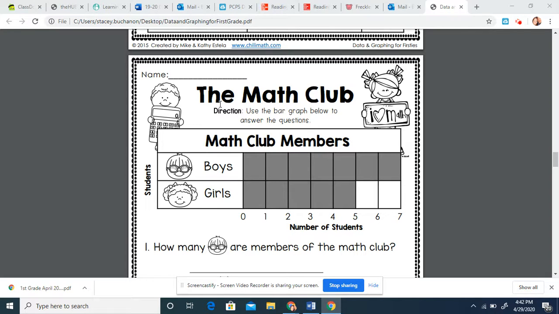This bar graph's title is Math Club Members, and we're going to use the bar graph below to answer the questions. So the trick to doing a good job on graphs is to look at it carefully and read it carefully. So we're going to look at our graph. This says students, so these are our students. What kinds of students are there? Two kinds. There are boys and girls. What do you think these numbers mean? The number of students. That's what the numbers mean.